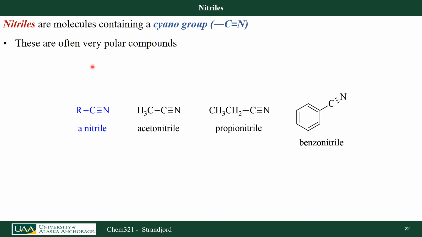Nitriles are also nitrogen-containing hydrocarbons, but now I have a carbon triple bond nitrogen. So generically, this is a nitrile. Here is acetonitrile, here is propionitrile, and here is benzonitrile. Each of these has a carbon nitrogen with a triple bond on it.